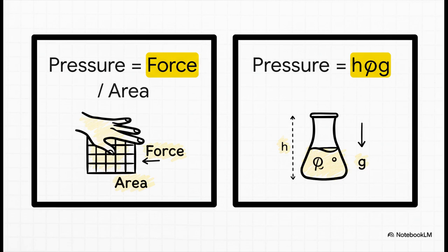Okay, let's do a super fast 10-second revision. What are the two big takeaways? Formula 1, pressure is force divided by area, P equals F over A. Formula 2, the extra pressure from a fluid's depth is H times rho times G. If you can remember just those two things, you're in a great spot.